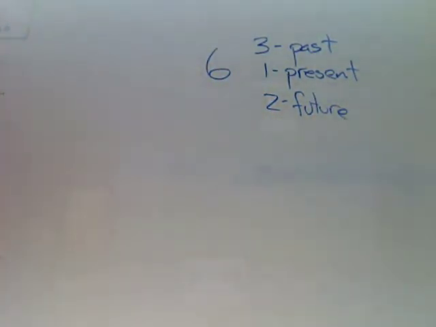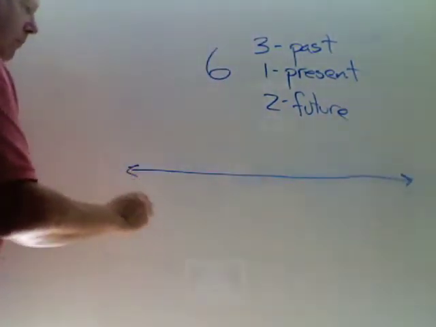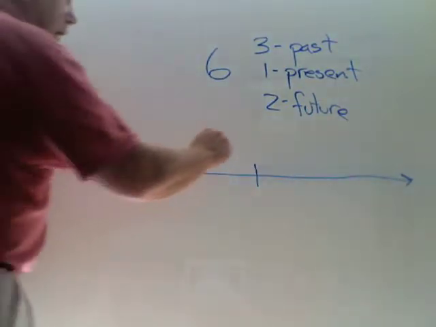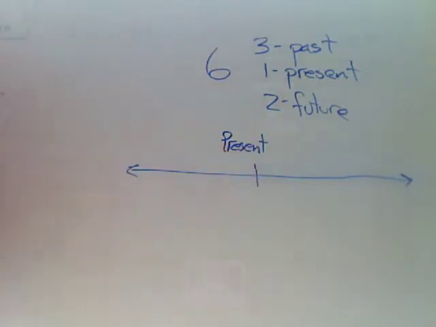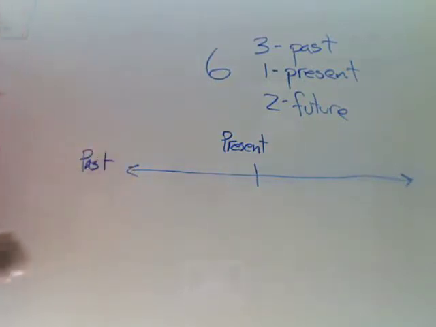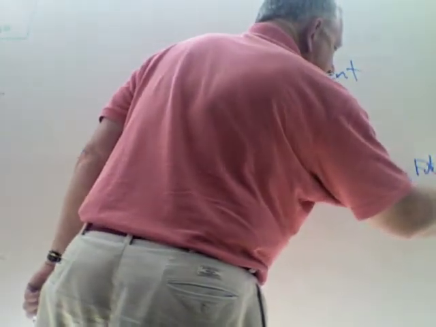If we were to consider how to organize these tenses, a timeline can be very helpful. If we consider this time here in the middle to be the present tense, or the time at which something that we are discussing is taking place, things that happen back here happen in the past. Things that happen here happen in the future.